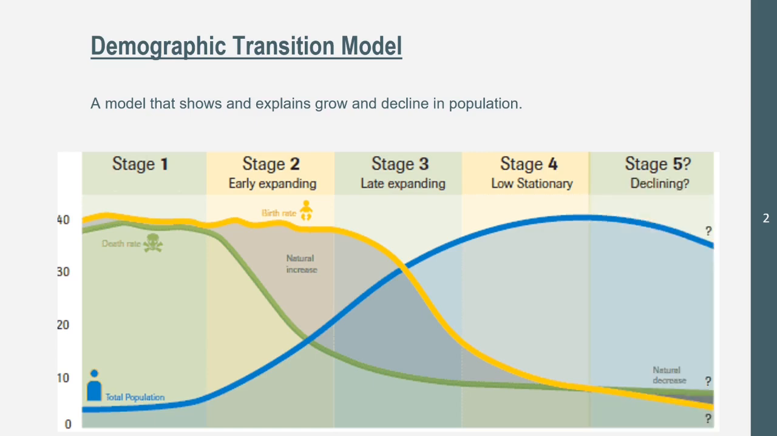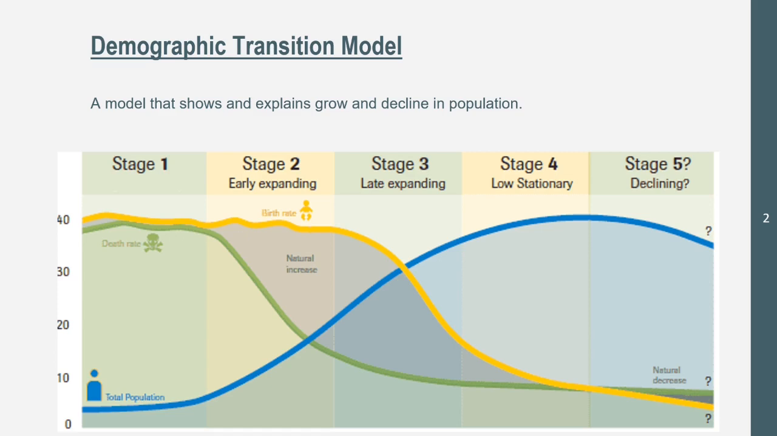And that gets us into stage 5, which is declining. Some countries that are in stage 5 of the DTM are Japan, Greece, and Germany. They're going to see a natural decrease rate, which is where there's more deaths than births, which is going to cause a decline in population. When we get into population policies, we're going to see what the government is going to try to do to stop this, to try to get people to increase the population, because it's going to be negatively affecting the country, especially its economy, because there's not going to be people to fulfill the jobs that were there before.